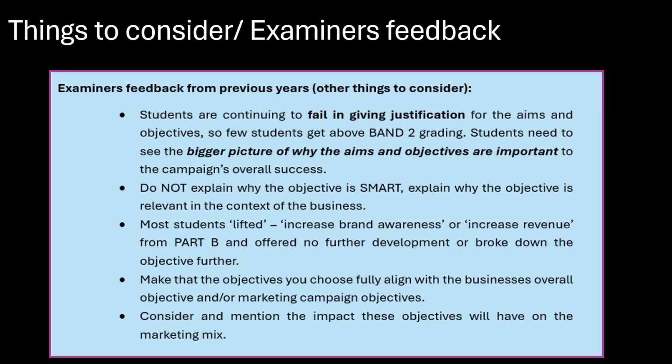And then some examiners' feedback from previous years, and other things to consider. So this is some crucial information. The examiner said students are continuing to fail to give a justification for the aims and objectives, so few students get above band 2 grading. Students need to see the bigger picture of why aims and objectives are important to the campaign's overall success. So make sure you get some explanation in there.